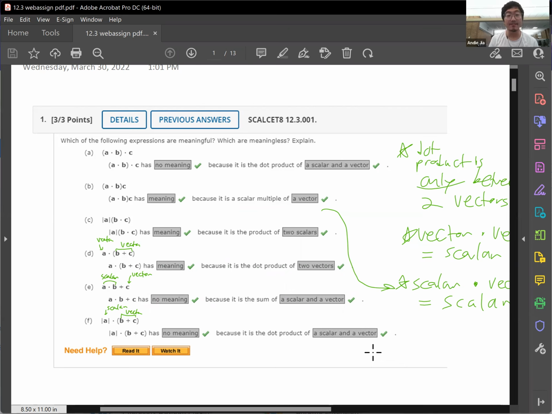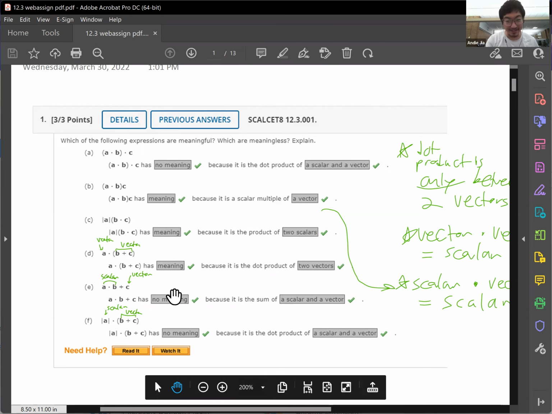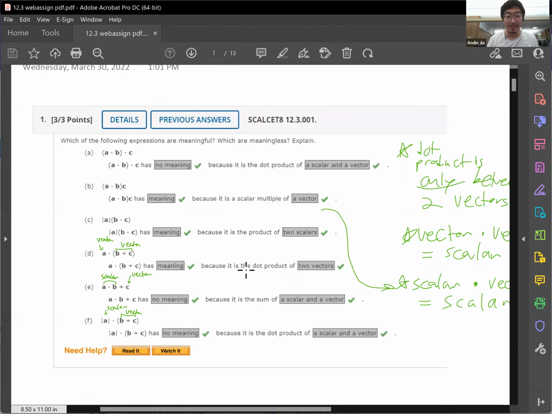In this part of the calculus course, a dot, a cross (X sign), and a multiplication are three different operations. And actually for the dot product, you can do the dot product of two scalars or two vectors, but not a vector and a scalar.